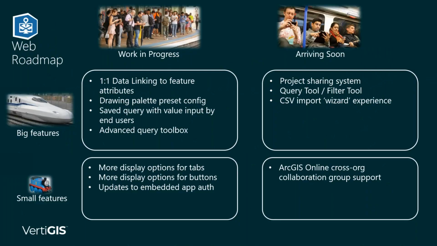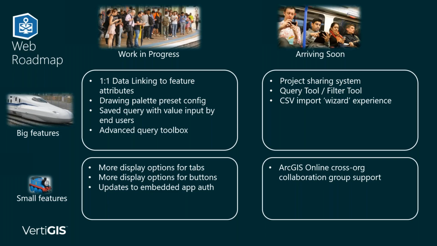What's coming in web? I know this is a view that is always appreciated. You can see on the right-hand side some of the things that we've already talked about, including a small feature down in the bottom right-hand corner. A few of you are trying to make things work with cross-org ArcGIS Online collaboration sharing. We do have something in this release that will enable that for you. So if that's of interest, by all means, check out the release notes for those details.